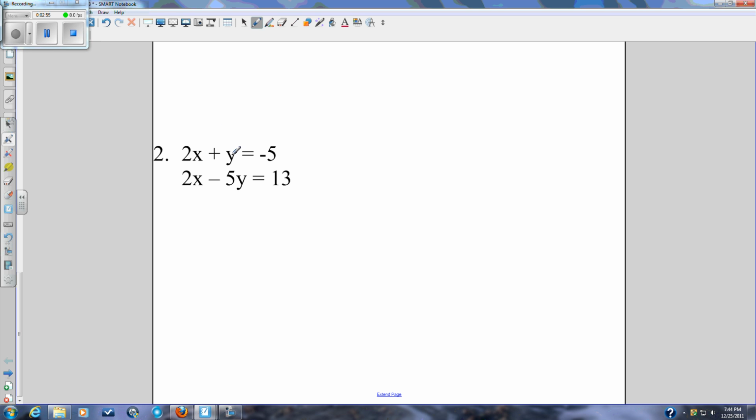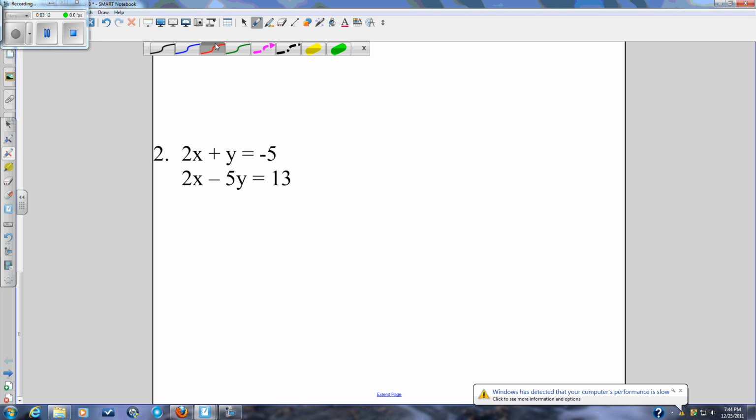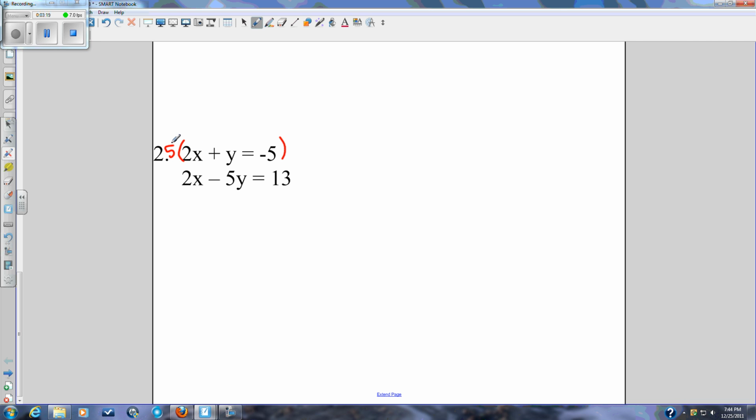Ask yourself, what would we need to have these terms look like in order for them to cancel? And I'm thinking, if this first equation had a positive 5y, that would help to cancel it out with the second equation. How could I get that? I could do that by multiplying that first equation by 5. Now, the trick is you have to multiply every single term here on each side. So that's very important. So let's do that.